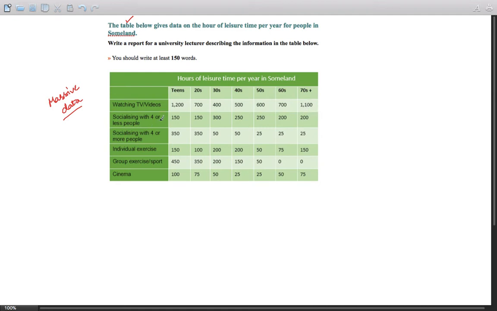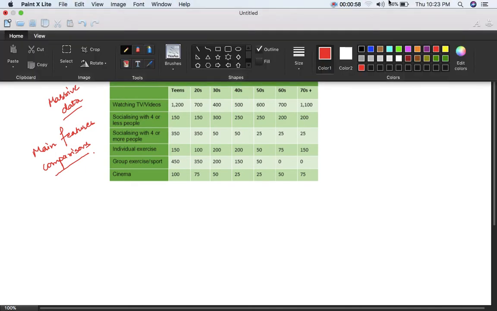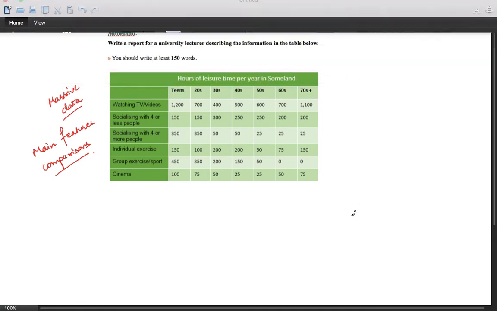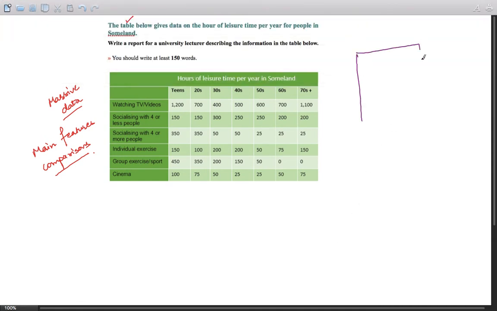So basically you have to find out main features. These are always the focus of the exam. Main features, number one, and number two, any comparisons if relevant. Any comparisons. So what I'll do is I'll be moving in a horizontal and a vertical direction. So what do I mean by that? If this is a table, draw. So if this is a table and there are variables here and there are variables here.